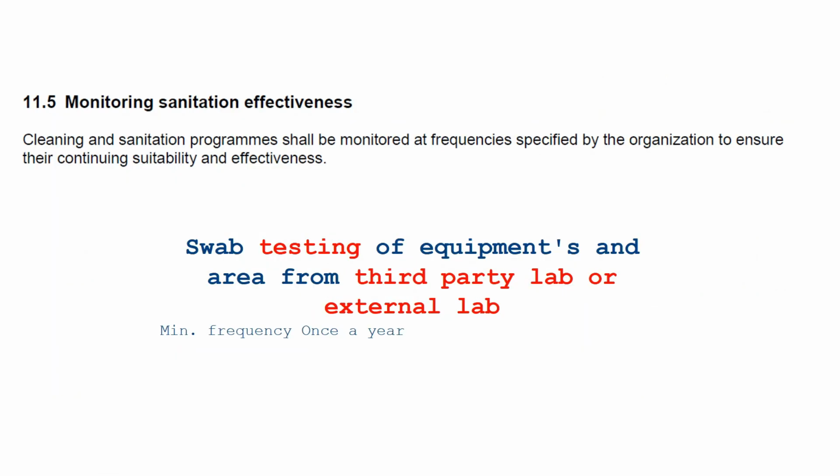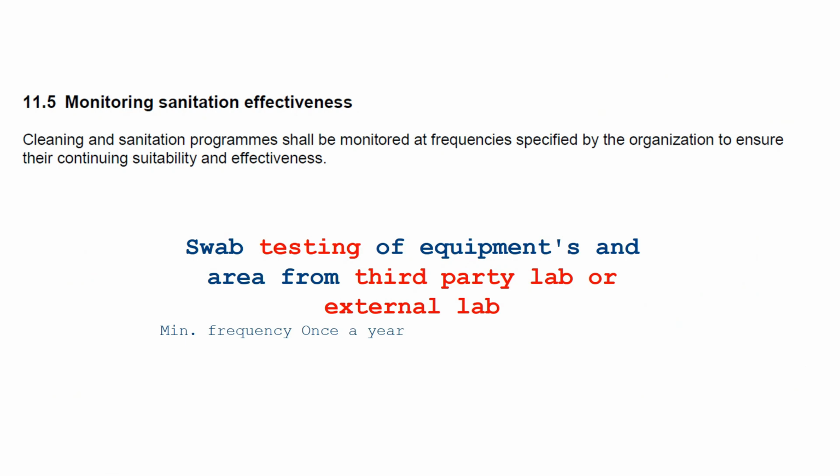And the last, very important clause is 11.5, which is monitoring sanitation effectiveness. You need to make a system where you check this. Like, you make a cleaning plan and say that weekly they need to do the cleaning. Is it effective? Is it really cleaning and killing all kinds of germs or not? For this, usually we do swab testing of equipment and sometimes the air environment as well. The check for monitoring is usually testing.